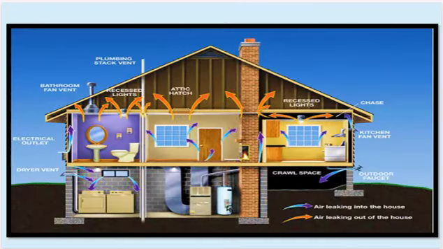This diagram illustrates various air pathways in a typical house, highlighting how air moves in and out of the home. Arrows indicate airflow from multiple sources, including vents from the bathroom and kitchen, recessed lights, and the attic hatch. Each of these points can contribute to the overall ventilation of the house. Additionally, we see areas where air is leaking into and out of the house, such as through electrical outlets, the dryer vent, and the plumbing stack vent. The crawl space and outdoor faucet also play roles in this airflow dynamic.